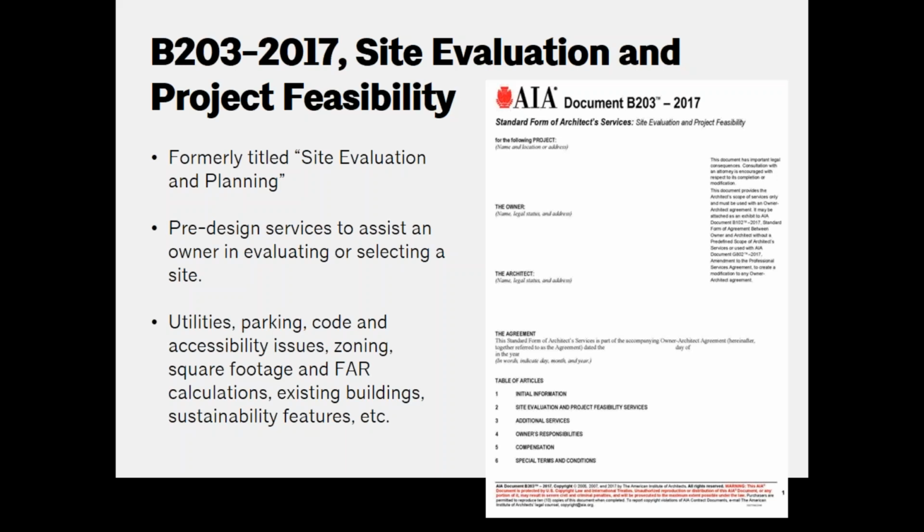And frankly, these are kind of services that architects quite often do for free, and they do them just to get the job. But if you use the B203, this is a scope that you can put in front of an owner and say, these are the things I'm going to do for you. I'm going to evaluate things like the utilities and a buildable square footage on that site, and use that as a basis for starting the contracting with the owner and getting paid a fee for that kind of pre-design work.